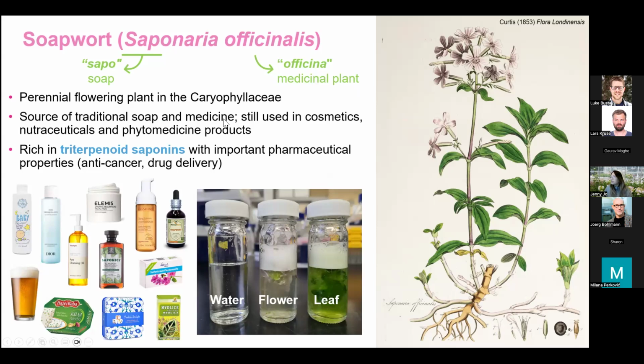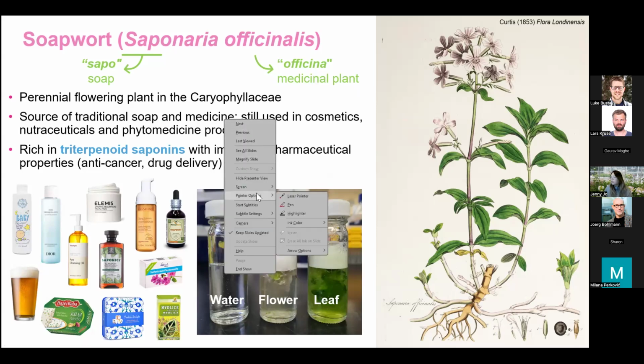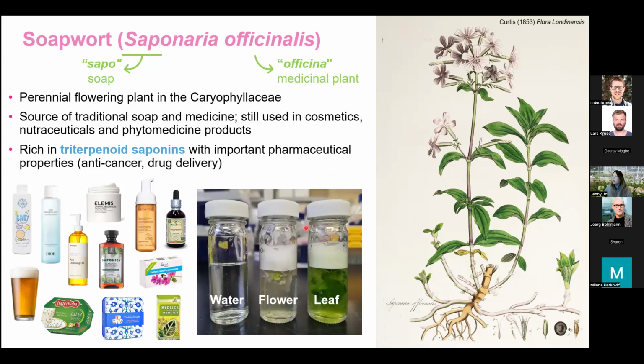Here, I just have water, and this is my water control. And here I just put some flowers in it and some ripped leaf in it. I just shook the vial for about 10 seconds. And you can see that there's this very nice layer of foam that's visible in the flower and the leaf sample, but not in the water.